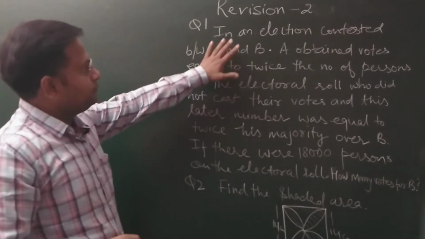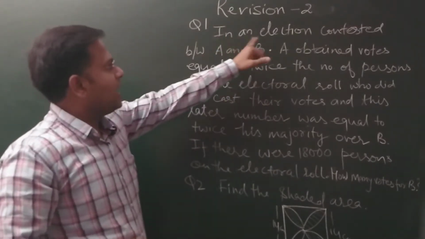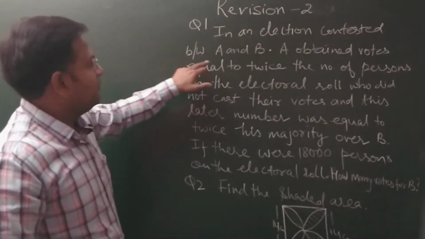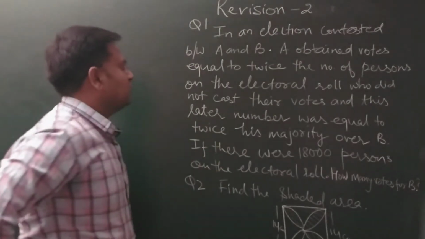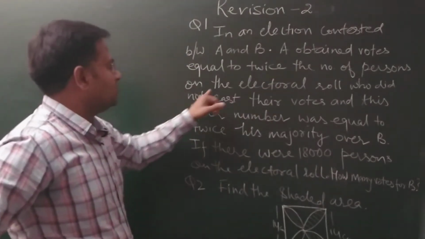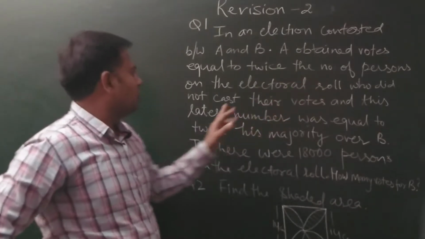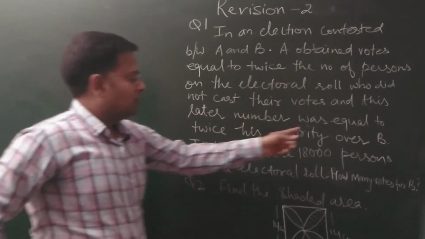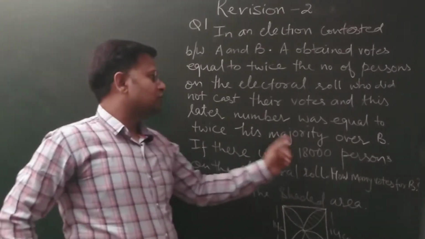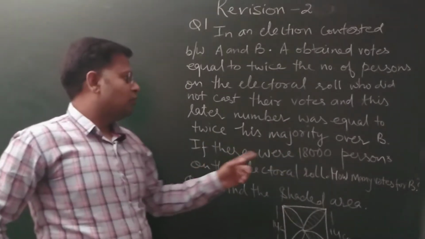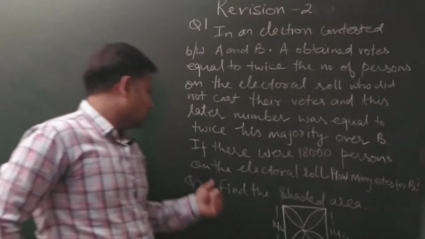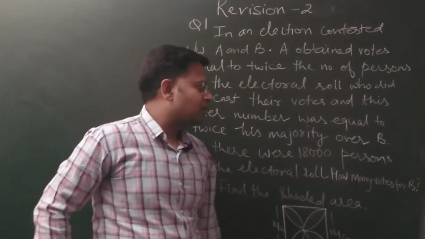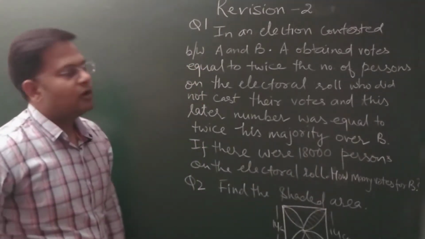You see this question: in an election contest between A and B, A obtained votes equal to twice the number of persons on the electoral roll who did not cast their votes, and this latter number was equal to twice his majority over B. If there were 18,000 persons on the electoral roll, then how many voted for B?